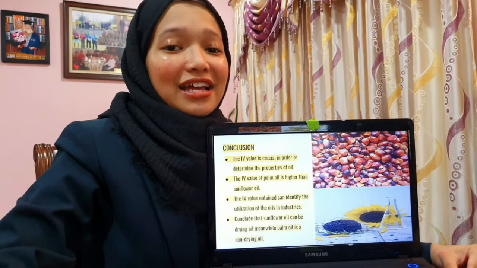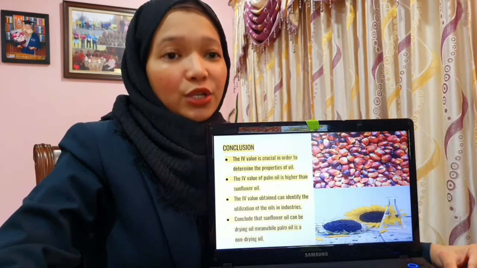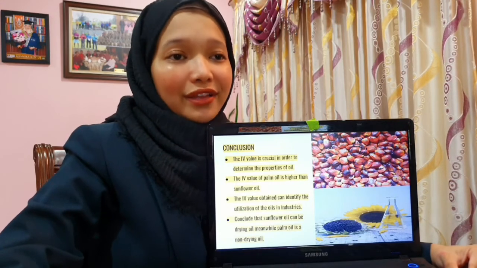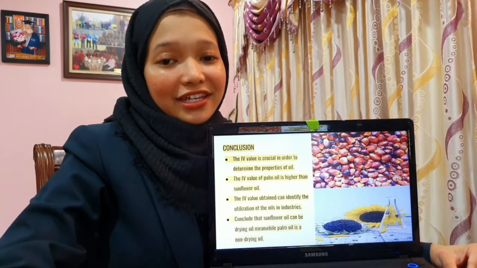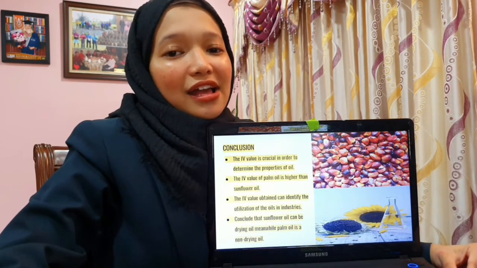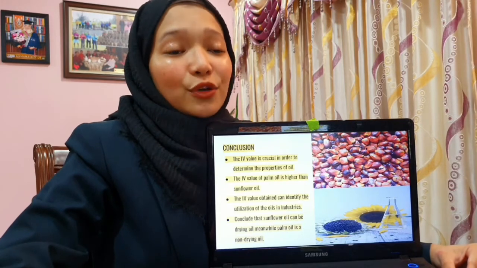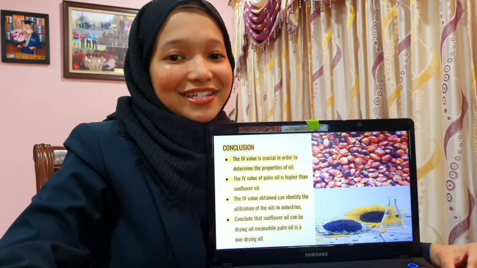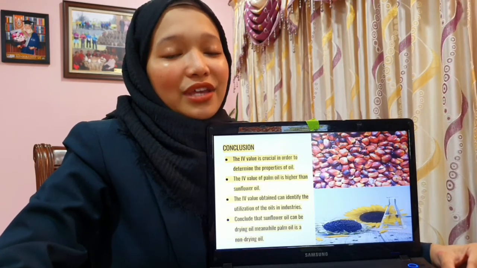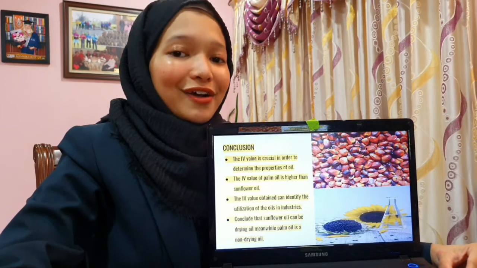Last but not least, the conclusion of this experiment is that the iodine value is crucial in order to determine the properties of oil. Next, the iodine value of palm oil is lower than sunflower oil. Besides, the iodine value that is obtained can identify the utilization of oils in industries. Lastly, we can conclude that sunflower oil can be drying oil, meanwhile palm oil is a non-drying oil.